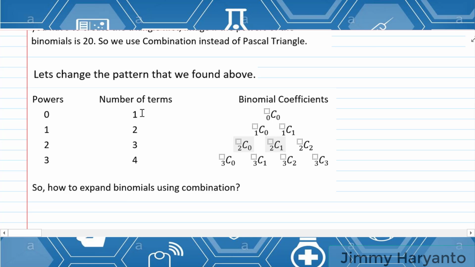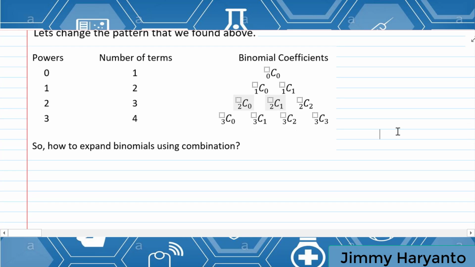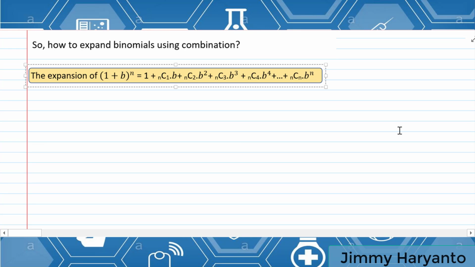The number of terms represents the number of C's we have in that power. If the number of terms is 1, we have 0C0. If the number of terms is 2, we have two C's right here. If the number of terms is 3, we have three C's, and so on. So how do we expand a binomial using combination?